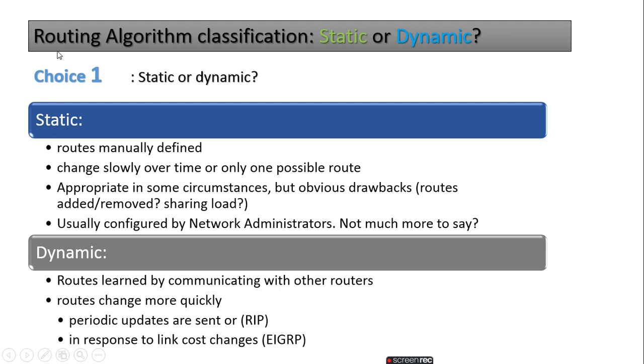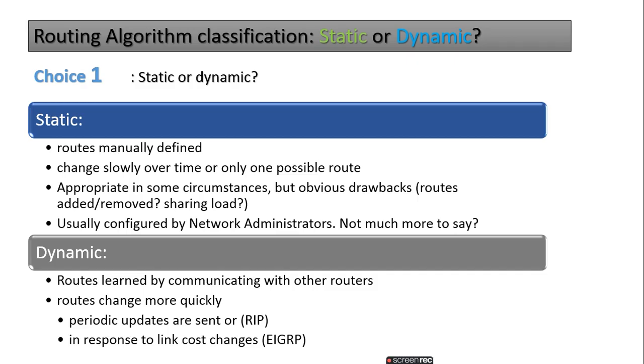Well, if you are the network administrator and you want to select a way of routing for your network architecture, maybe for your network or a firm, the first choice that you have is to determine whether you're going with static routing or dynamic routing. So like we discussed, if you take static routing, you have to manually define all the routes, and it doesn't change, or there is only one possible route.